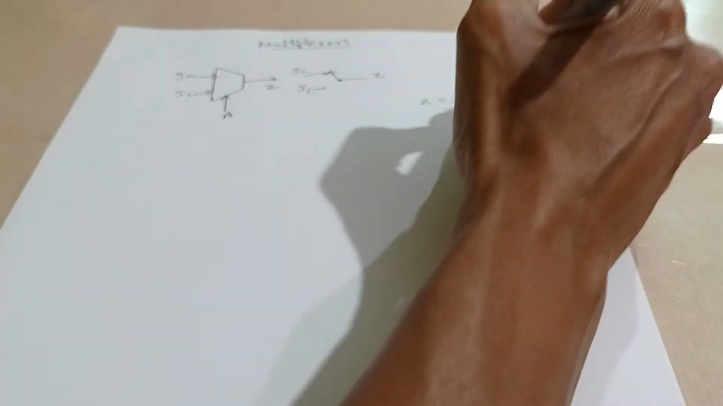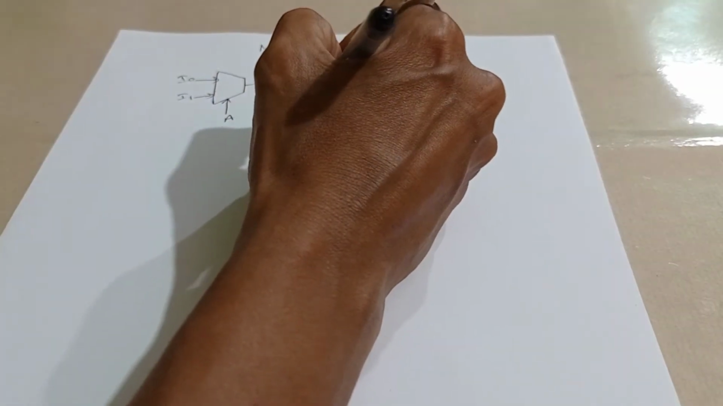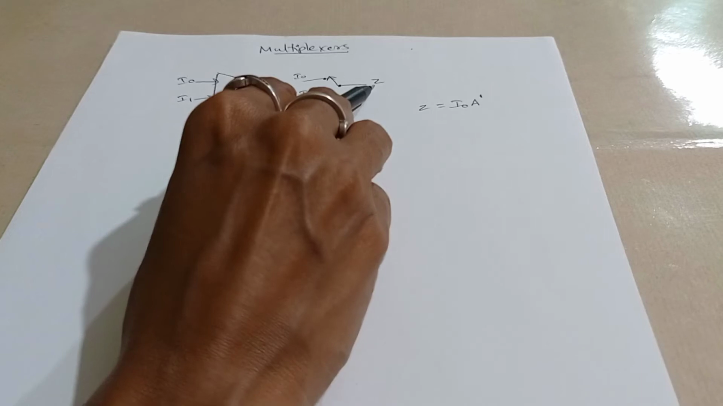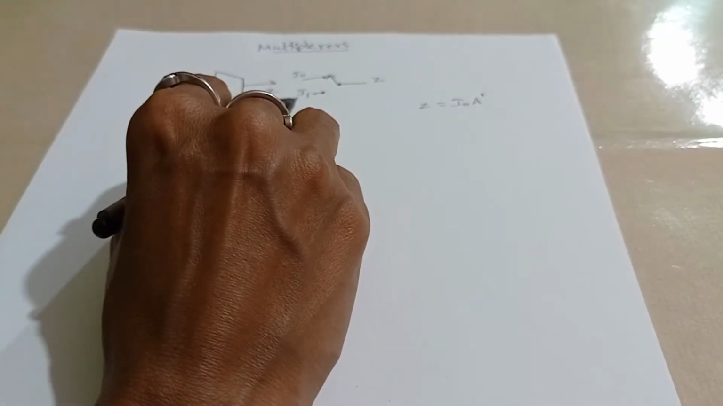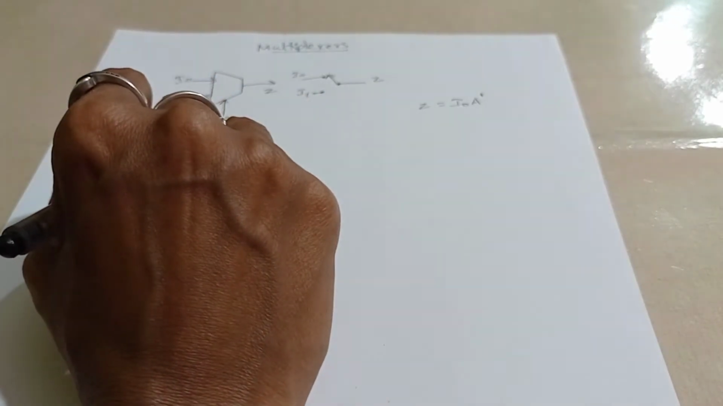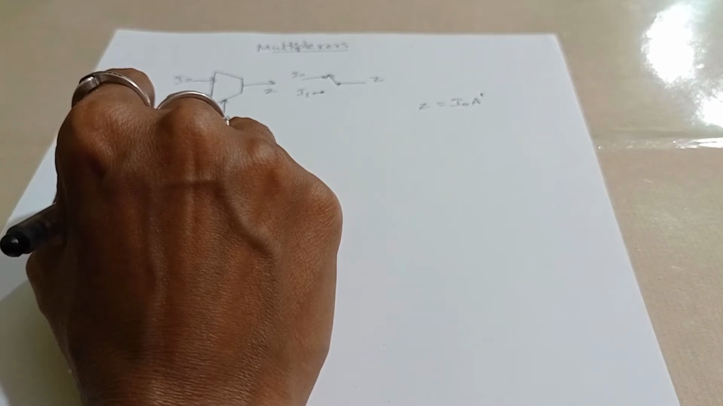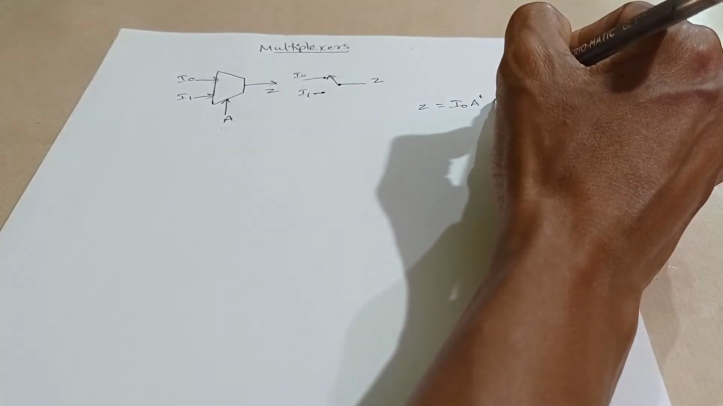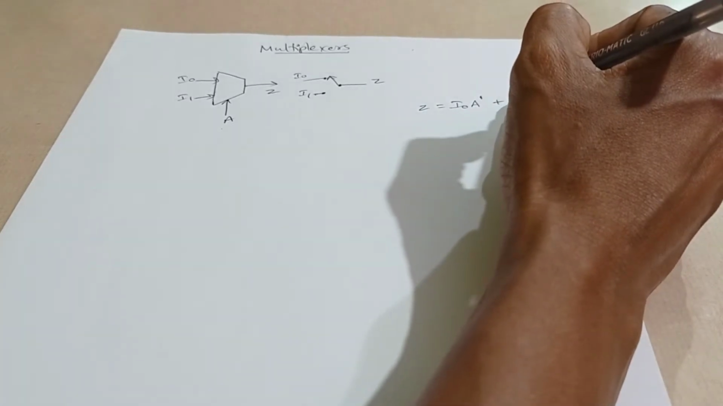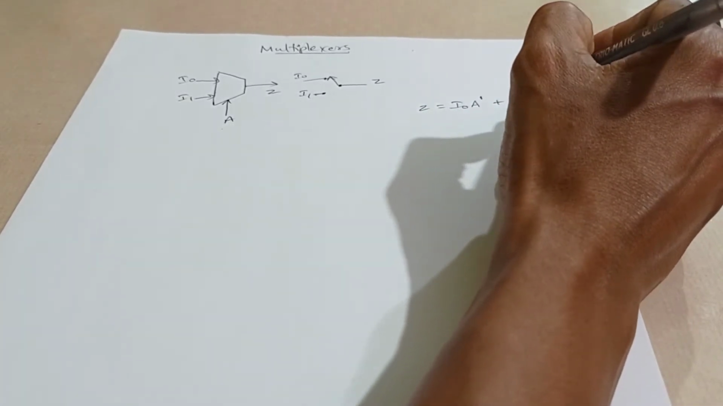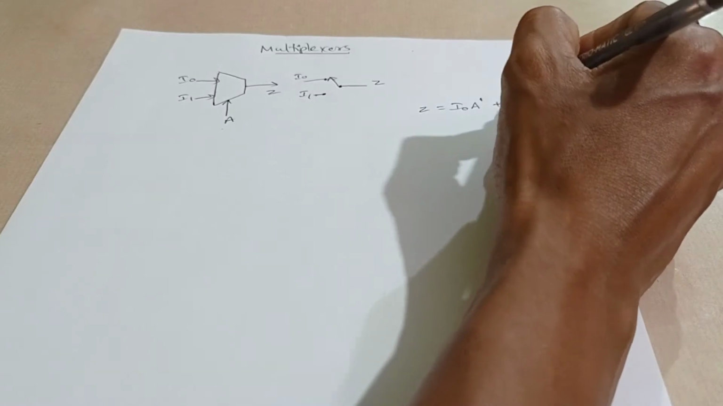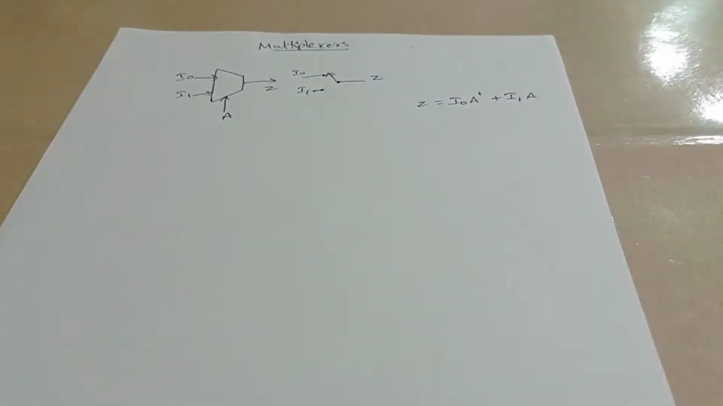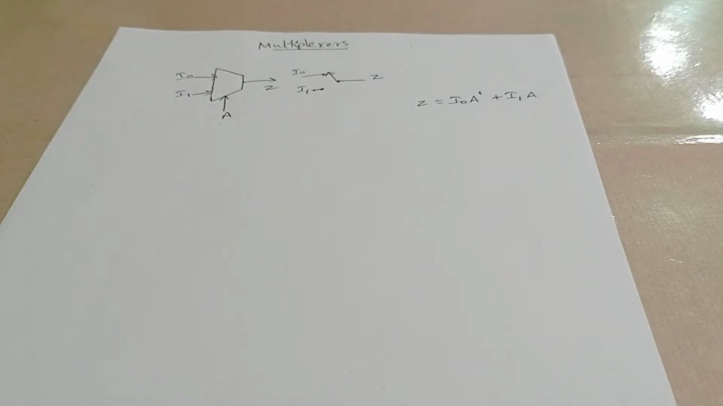That means we'll write it as A bar. Now we'll see when the output becomes I1, that is Z becomes I1, when the control input A is equal to 1. So we'll write plus A. A is 1 means directly A, no need to write A bar, then it gets the output I1. This is how this will be working.